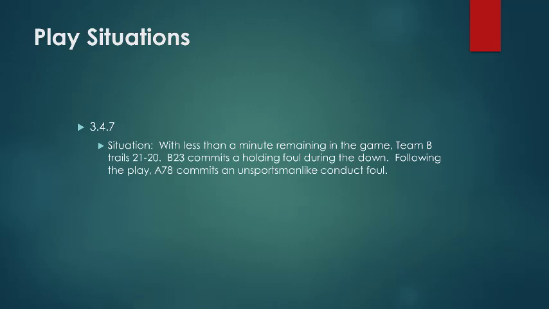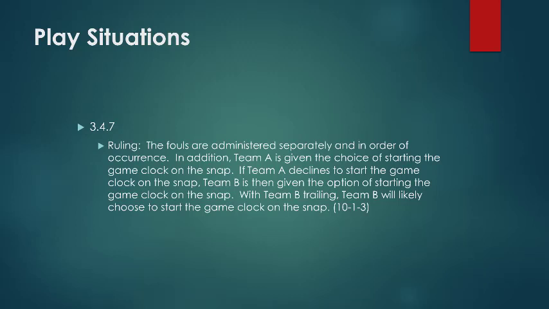3.4.7, with less than a minute remaining in the game, Team B trails 21-20. B23 commits a holding foul during the down. Following the play, A78 commits an unsportsmanlike conduct foul. The fouls will be administered separately and in order of occurrence. In addition, Team A will be given the choice of starting the game clock on the snap. If Team A were to decline to start the game clock on the snap, then Team B would be given the option of starting the game clock on the snap. With Team B trailing, Team B will likely choose to start the game clock on the snap.